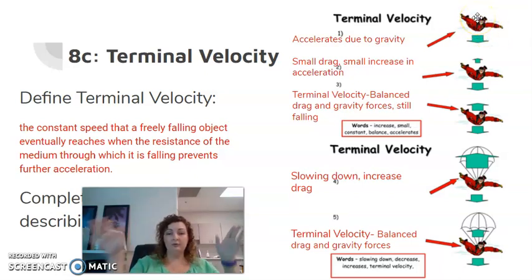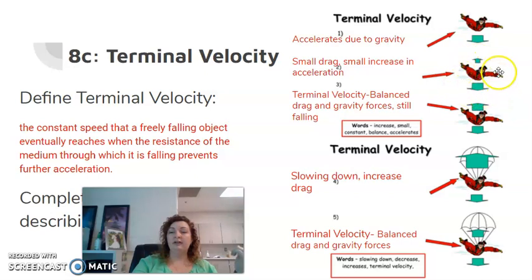Just like going, woo, jumped out of the plane. Right here, he is accelerating due to gravity, and you can see that in this arrow, or vector, going downward, because he's increasing his speed downward. In this picture, we have a small drag, and drag is air resistance. So we have a tiny arrow representing our small drag, a small increase in acceleration down still. If we did the net force, it would still be in a downward direction. Still falling.